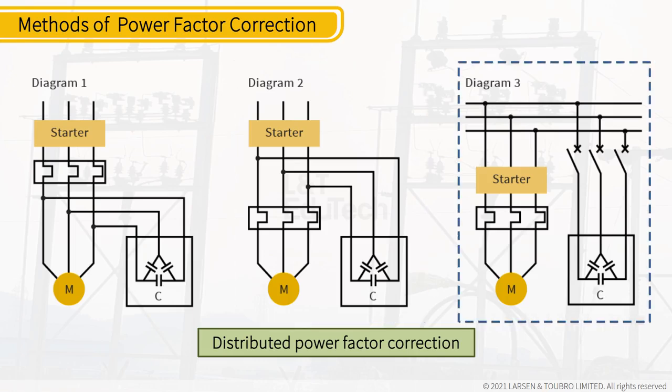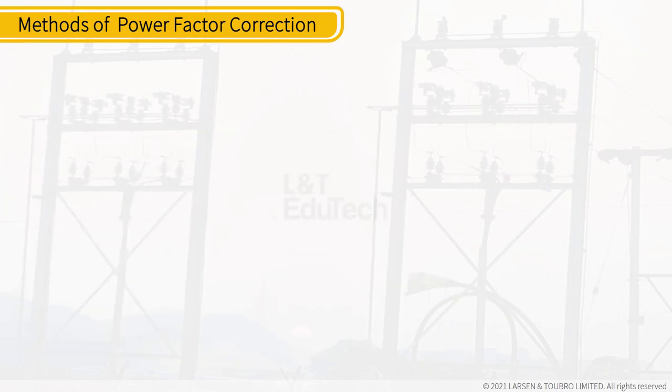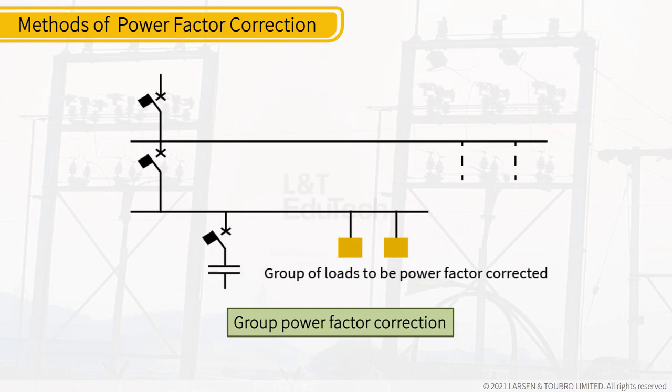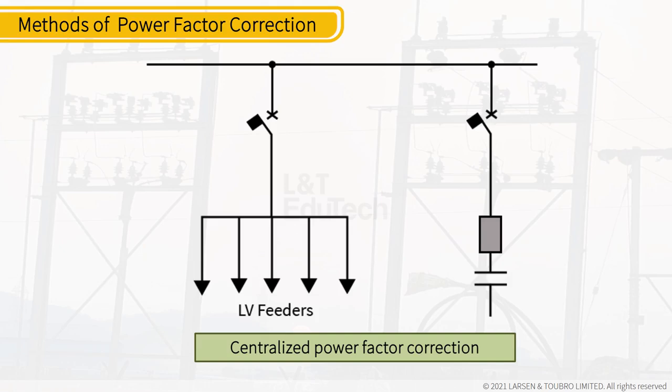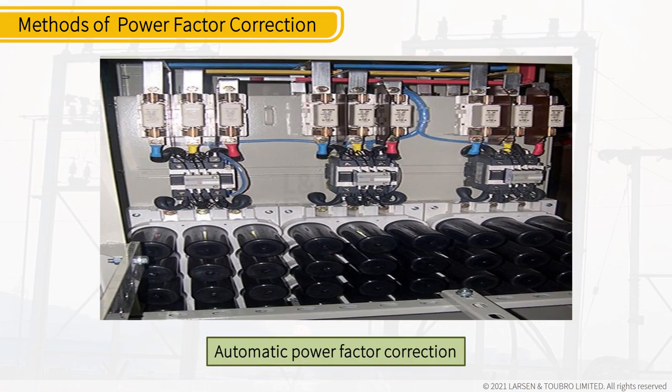Diagram 3 shows capacitor connected on the same bus to which the motor is connected, with independent isolation facility. Group power factor correction is done as shown in the figure, and centralized power factor correction is done as shown in the figure, and a sample of an automatic power factor correction panel is shown for your information.